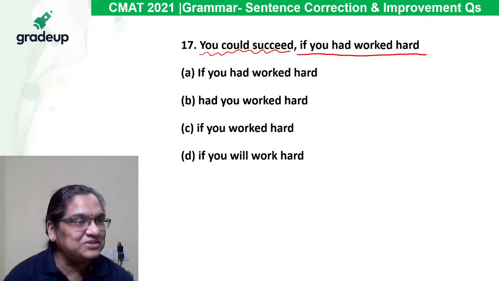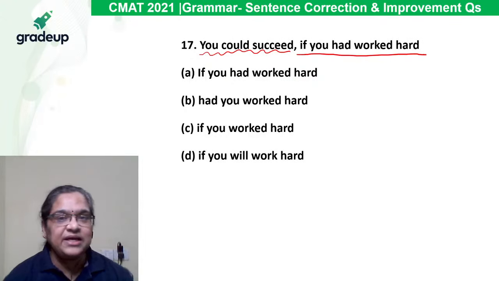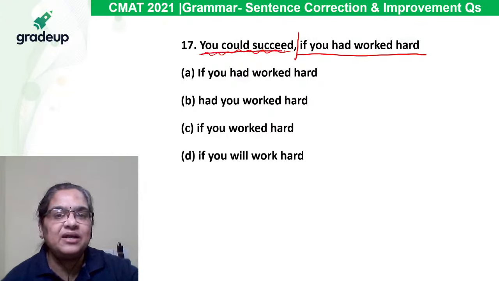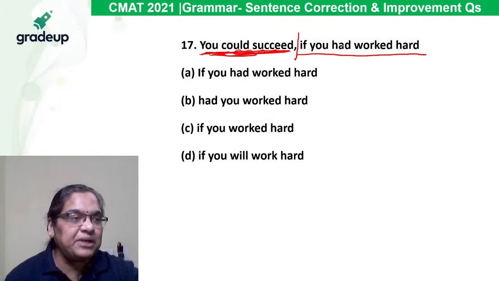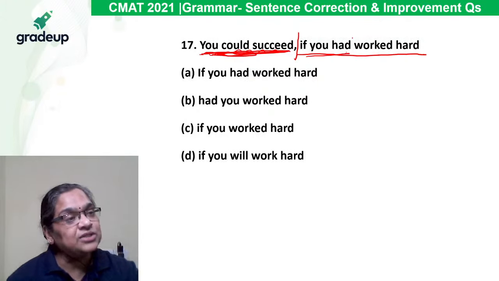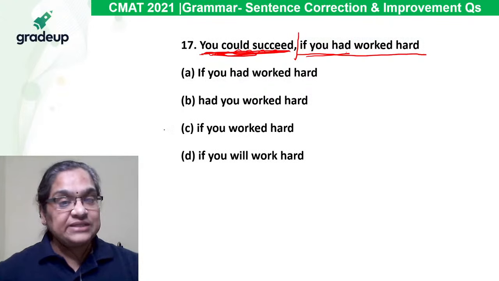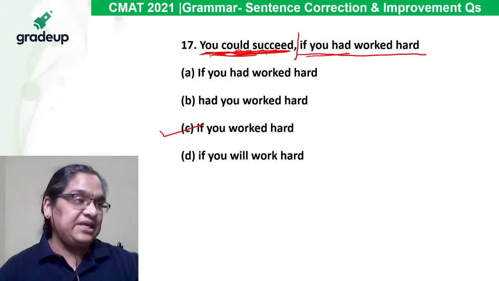Very good, 9136. Read the first, this doesn't change, right? You could succeed, remember. So you are just doubtful about the future. So what will this part be? Hello Priya, the last 3 questions you are joining. So it can't be "if you had worked hard", which is talking of an event which has already happened. Therefore the answer is: if you worked hard, you could succeed.